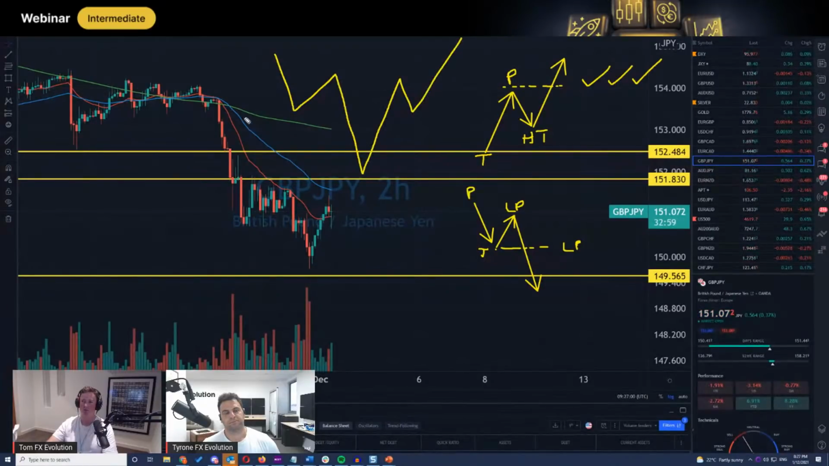Let's ask the room. What is this pattern, guys? Tell me what this pattern is. Tell Tyrone and I what this pattern is while we answer some questions. We want to know that you guys know it. It's intermediate. We expect you know what this pattern is. Let's see if you do. You should know this pattern, guys. Come on.